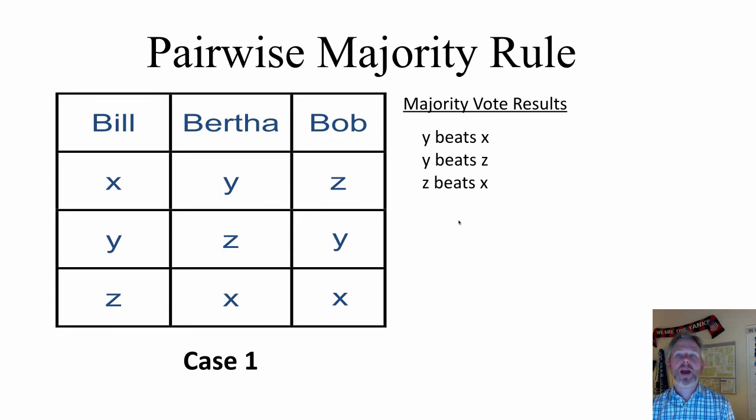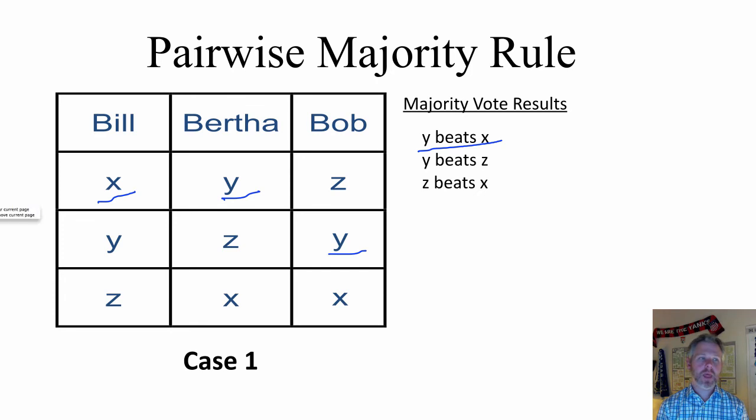So what about pairwise majority rule? Okay, well, let's run pairwise majority rule here. So first, let's run Y versus X. Bill votes for X, Bertha votes for Y. She likes Y more than X. And Bob votes for Y. He likes Y more than X. So Y gets 2 votes. X gets 1 vote. Y beats X.